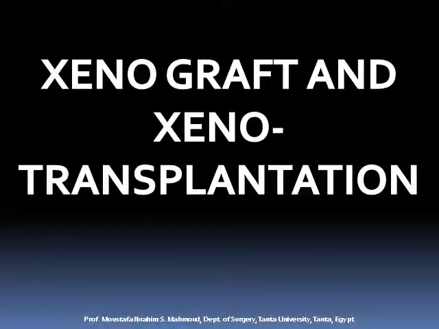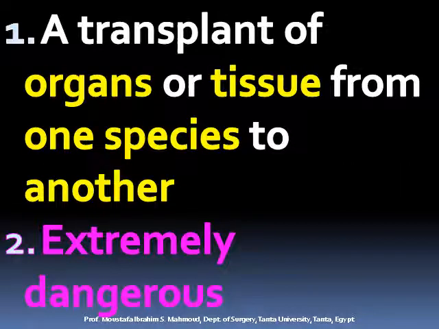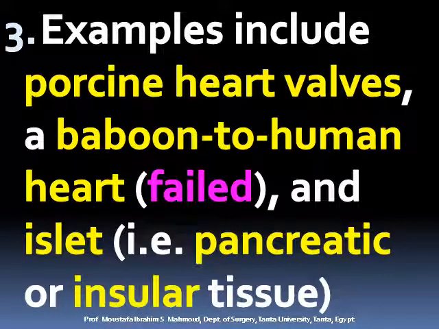Xenograft and xenotransplantation. A transplant of organs or tissues from one species to another species. It is extremely dangerous. Examples include porcine heart valves, a baboon to human heart transplant, which failed before, and islets, pancreatic islets, or insular tissue.